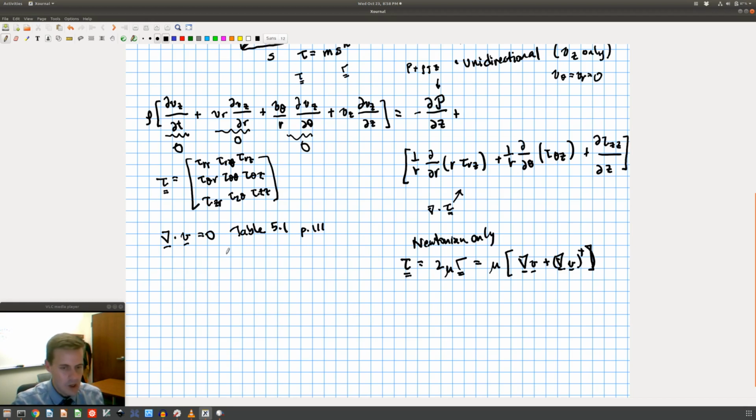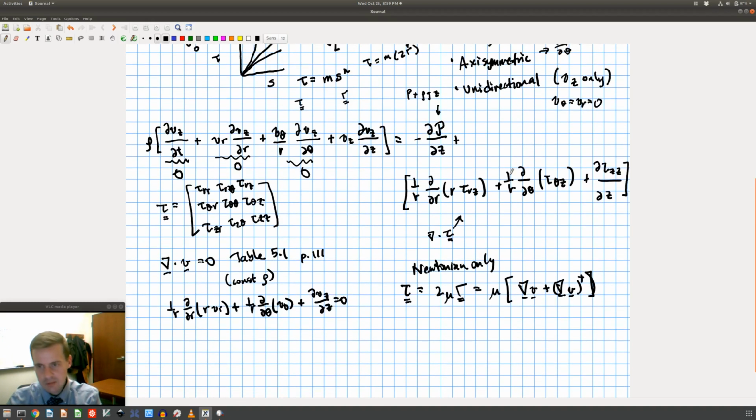And the continuity equation, I'm going to assume constant density, gives me 1 over r, the r derivative of r vr, plus 1 over r, the theta derivative of v theta, plus dvz/dz equals 0. So now if I have something that's unidirectional, v theta is 0 and vr is 0. So that means that guy is 0 and that guy is 0, and both of those go away. And that means I'm left with dvz/dz equals 0, which I said was fully developed flow.